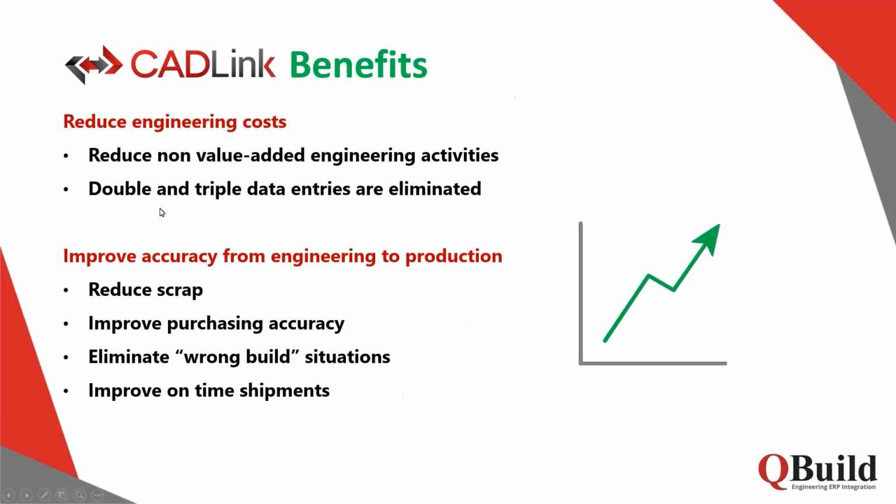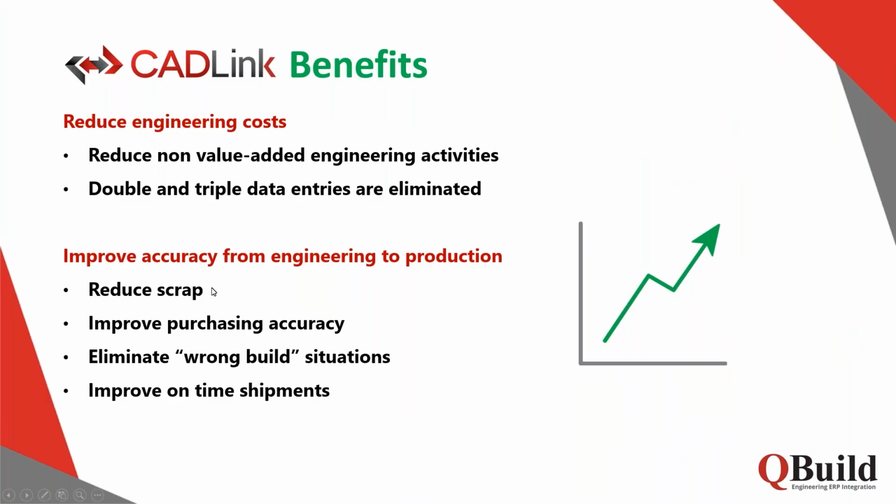There we go. So the main benefits of CADLink are twofold here. We're going to be reducing engineering costs, right? We're reducing those non-value-added engineering activities, getting these folks back to what they do best in actually designing bills of materials and designing models and drawings. By eliminating that double and triple data entry as well, it's just going to speed the whole process up and so reduce those costs. We're also going to improve accuracy.